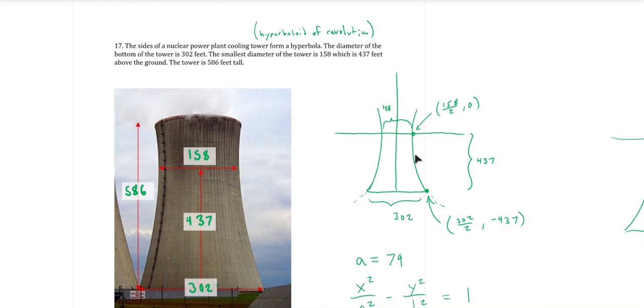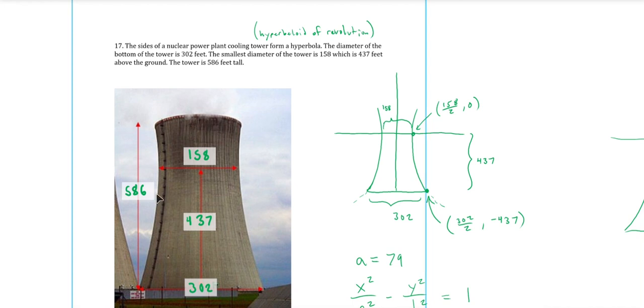For this next one, let's start with a picture. They talk about the sides of a nuclear power plant forming a hyperbola. That's because a nuclear power plant tower is a hyperboloid of revolution. That is to say, we've taken a hyperbola and rotated it 360 and swept out this three-dimensional shape.